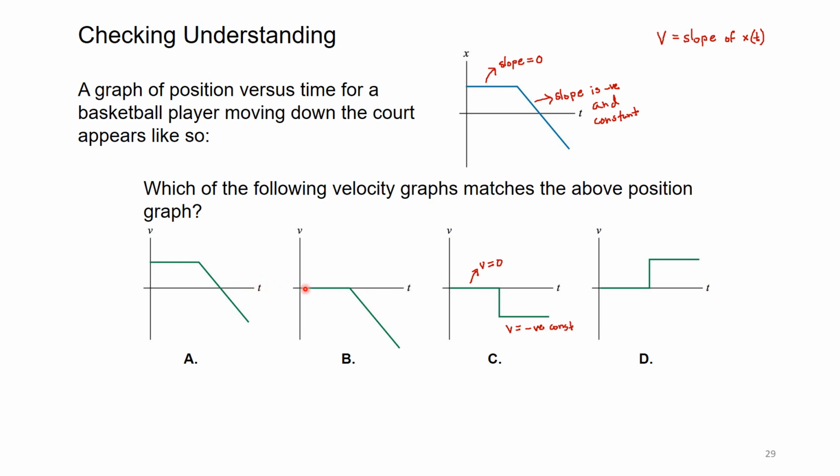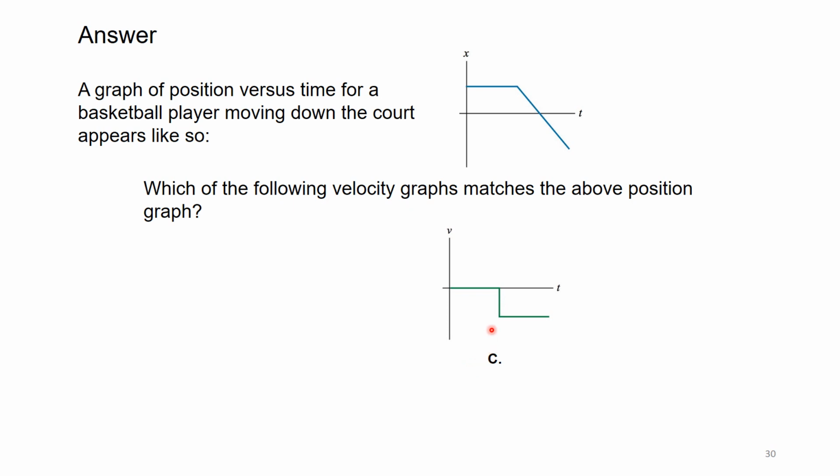Options A and B tell you that the velocity is not constant for the second half at least, and option D gives you the wrong direction. It tells you that for the second half, the player is moving in the positive direction with a positive velocity. So C is the answer that we are looking for.